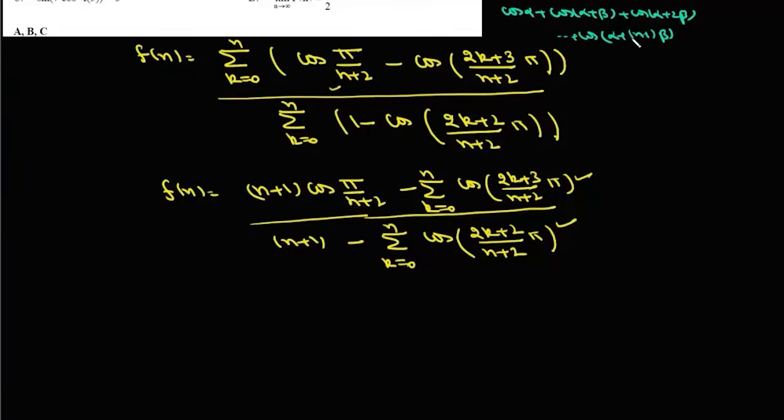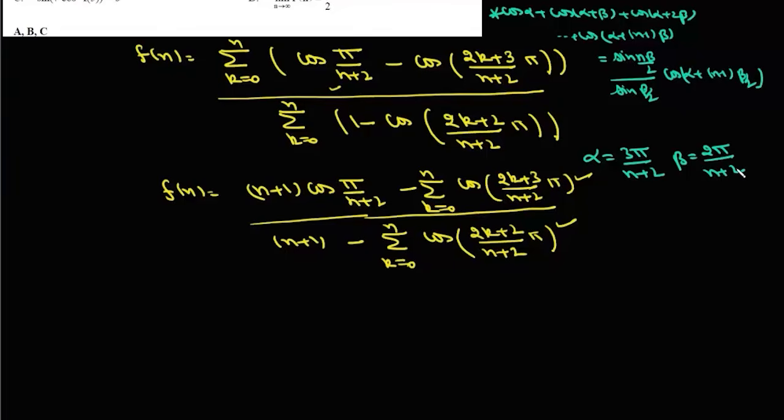That means when angles are in AP and the number of terms is n, this series is equal to sin(nβ/2) upon sin(β/2) times cos(α + (n−1)β/2). So this is the formula which we are going to use here. Now in this one, if we put k as 0, we'll get α as 3π upon n+2, and here β is the common difference, which is 2π upon n+2.